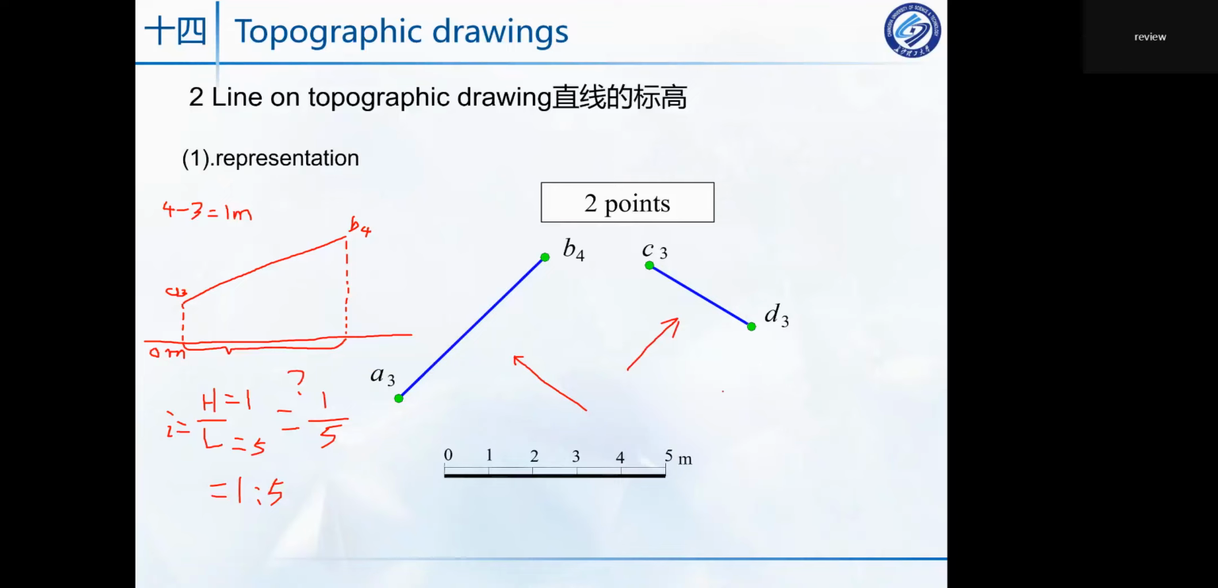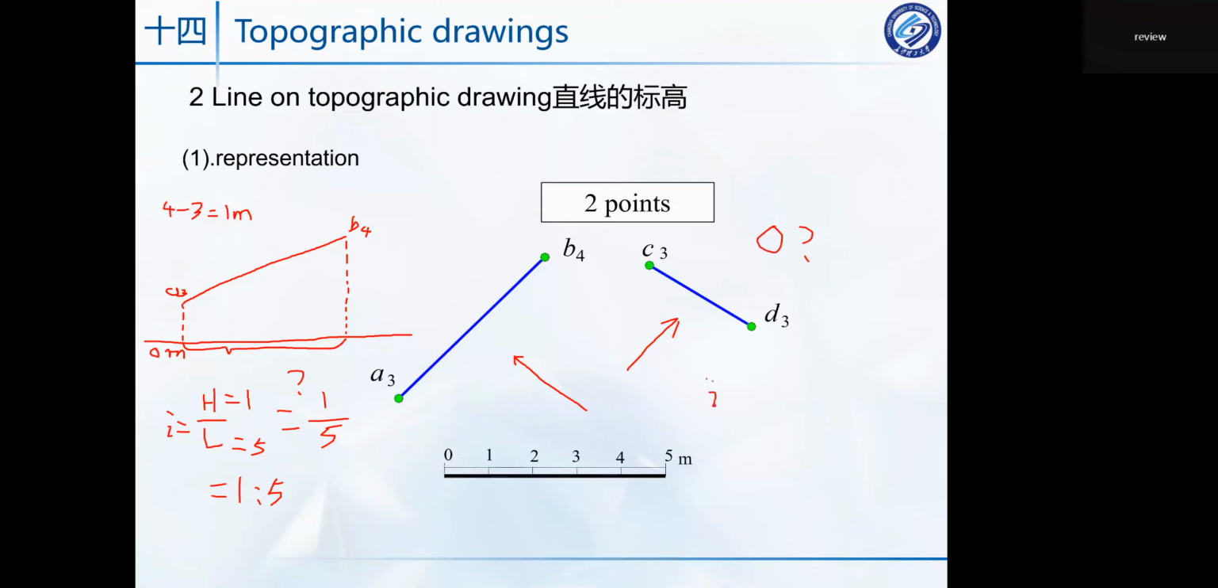Okay, so you can see how to calculate the slope of this line CD. Oh, okay, it's 0? Yes, so how about the others? Yes, of course, and it's great.